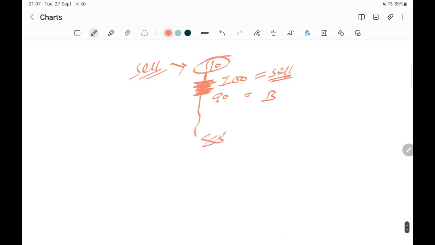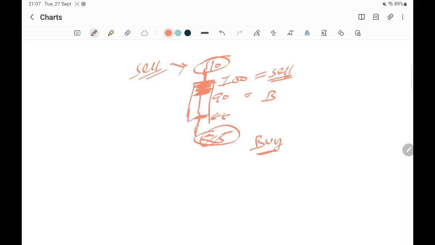It came down to around 85 rupees. At 85 rupees also, there are plenty of buyers who want to buy the share. They don't want the price to fall below that. They buy the share up to around 88. Right now the candle is formed in this manner.